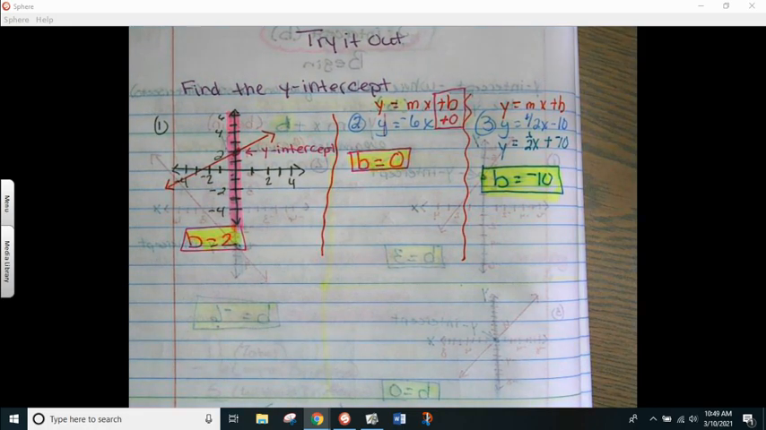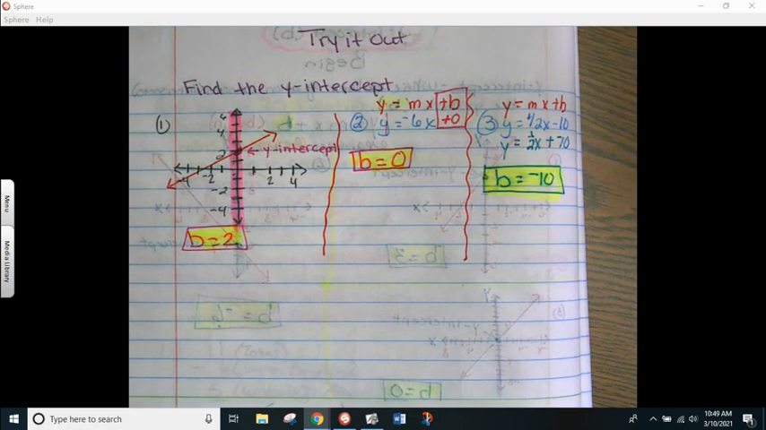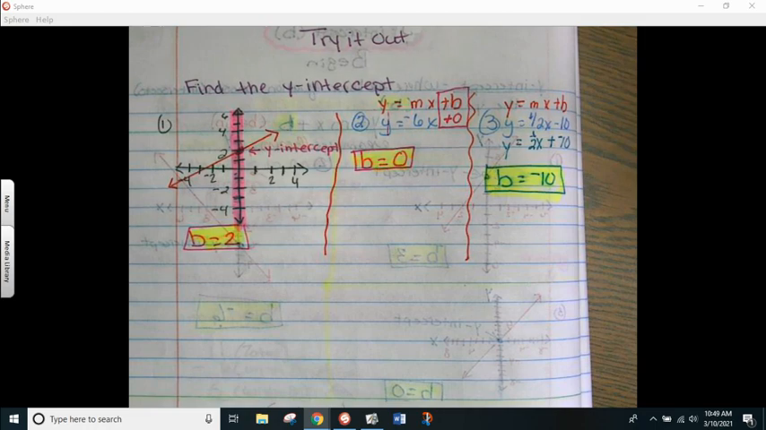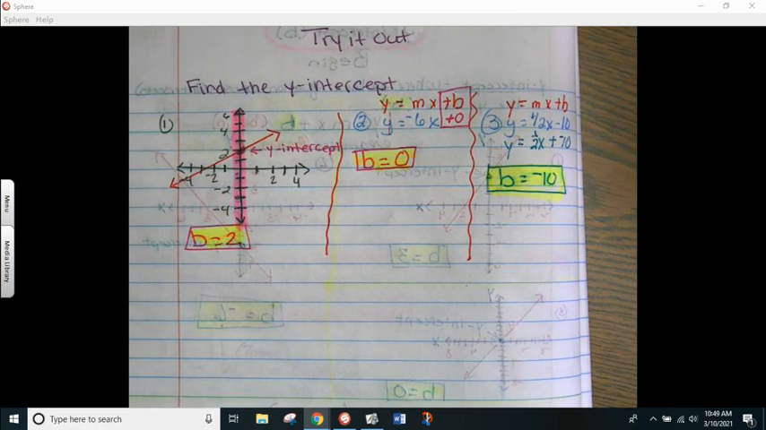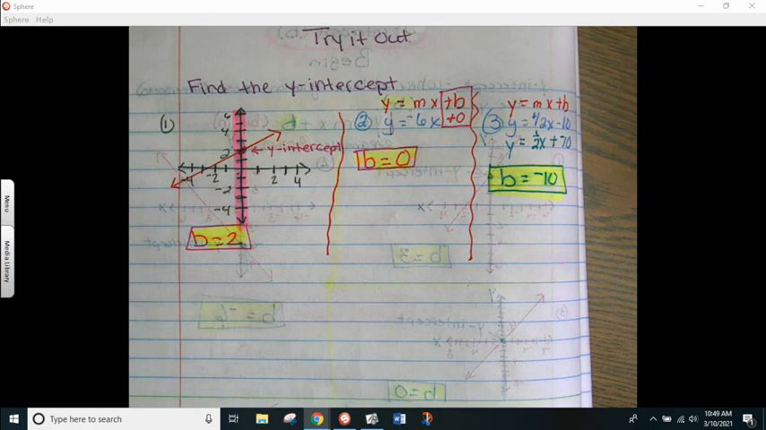How'd you do? Can't wait to hear how you did at the Google Meet. So if you need more help, come to the Google Meet, but it is that easy, guys. Just find me the y-intercept, identify it, and you're done.